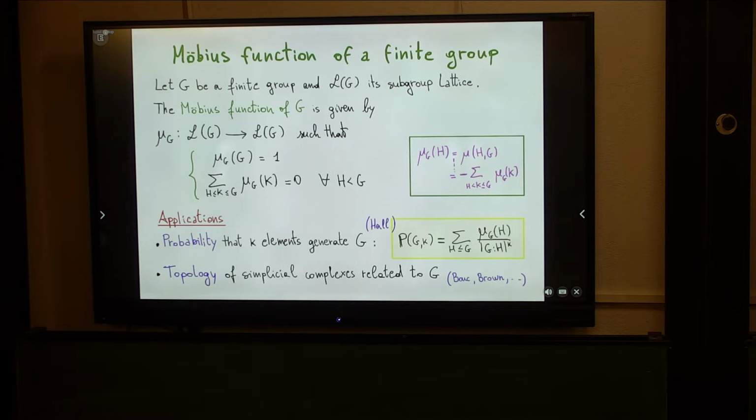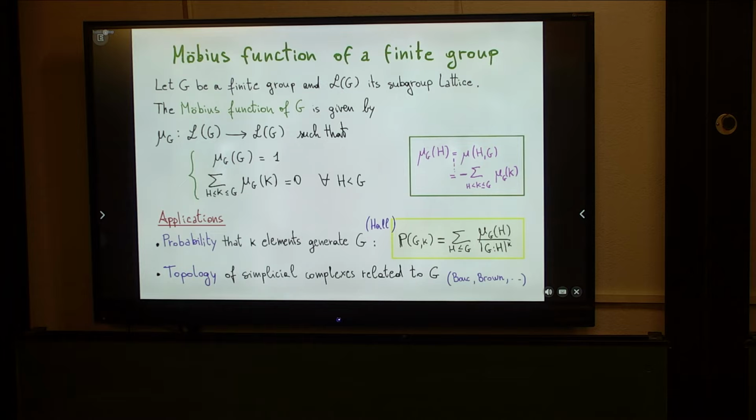The first one to introduce the Möbius function was Philip Hall. He was studying generating problems for finite groups, and he expressed the probability that a k-tuple of elements in G generates the group using the Möbius function. There is also a version in the profinite context that produces some interesting conjectures that maybe I will mention later. Otherwise, there are applications in topology: one can consider simplicial complexes obtained from the poset of the subgroup lattice and study topological objects like the Euler characteristic by using the Möbius function of the group G.